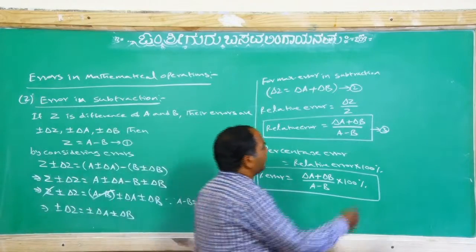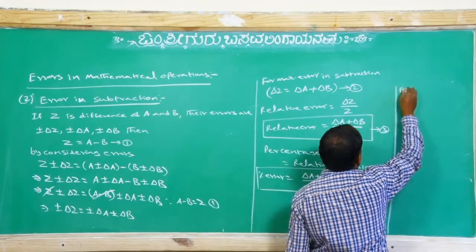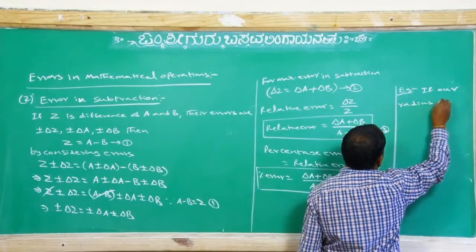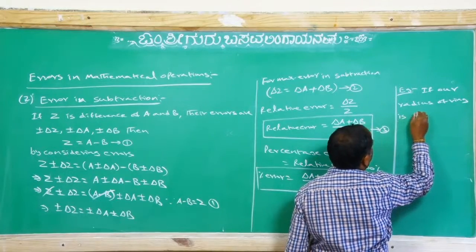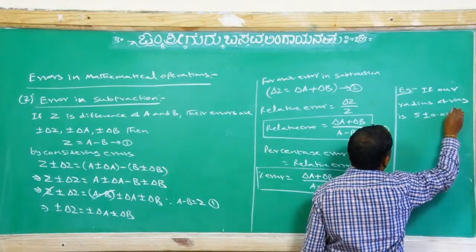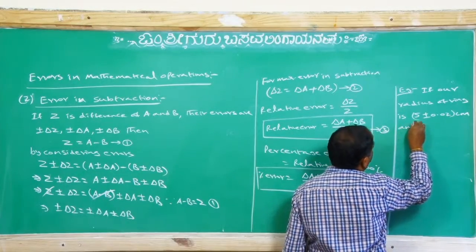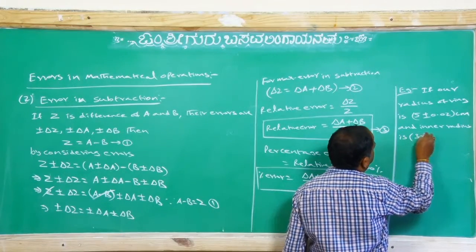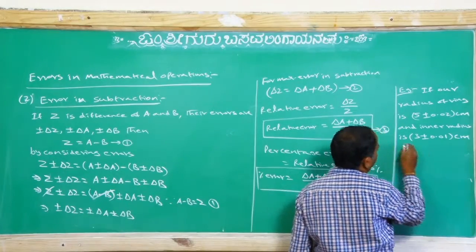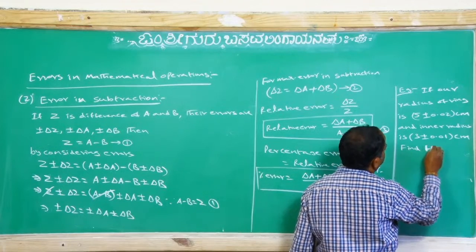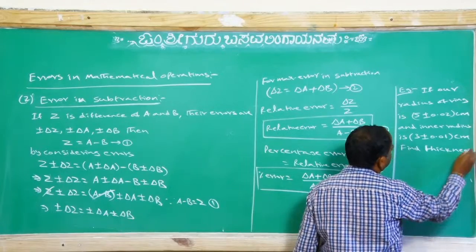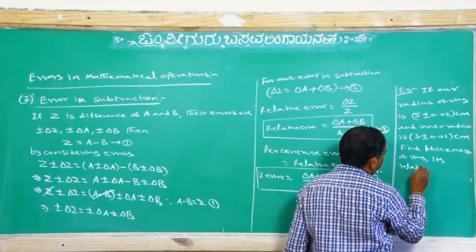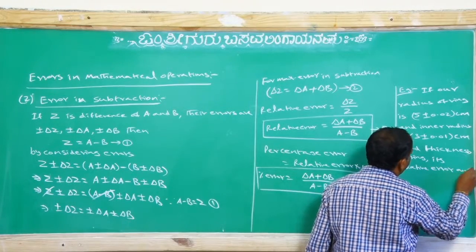Okay. Now here I will give an example. If the outer radius of a ring is 5 plus or minus 0.02 centimeter and the inner radius is 3 plus or minus 0.01 centimeter, find the thickness of the ring, its relative error and percentage error.